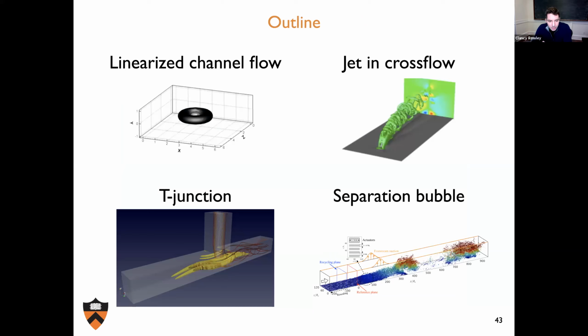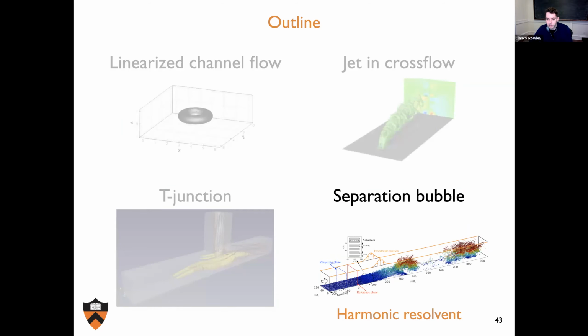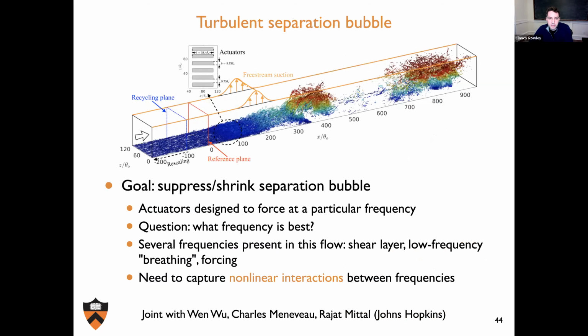Okay, so that's the third topic I wanted to show you. So I'll finish with this discussion of the separation bubble. And in particular, I want to talk about a method called the harmonic resolvent, which we've used to analyze the unsteadiness in this separation bubble. Okay, so here's the problem I'm looking at here. We have a boundary layer, just a Blasius boundary layer, on which we impose an adverse pressure gradient to cause the boundary layer to separate.